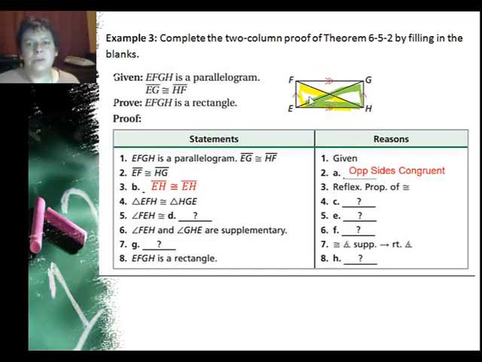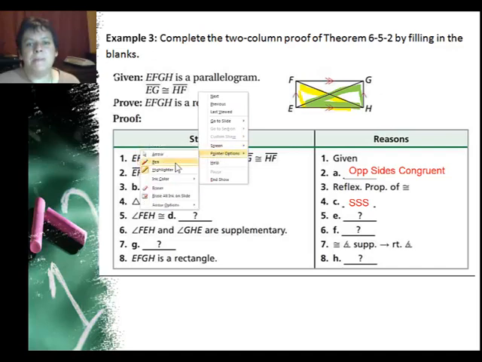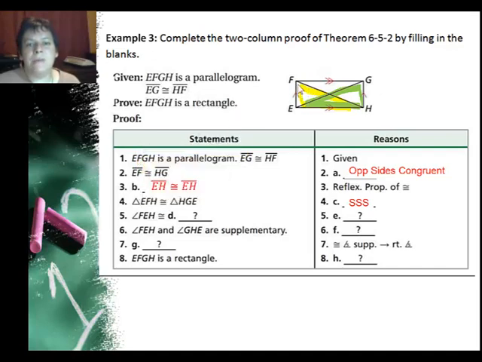We know the diagonals are congruent, we know the opposite sides are congruent, and by the reflexive property, this is congruent. So by side, side, side, we know those two triangles are congruent. Now they're going to tell me that angle FEH, so that's this angle here, is congruent to angle GHE, which is this angle right here. And how do I know that? Well, those are corresponding angles of congruent triangles, and those have to be congruent. CPCTC means corresponding parts of congruent triangles are congruent.